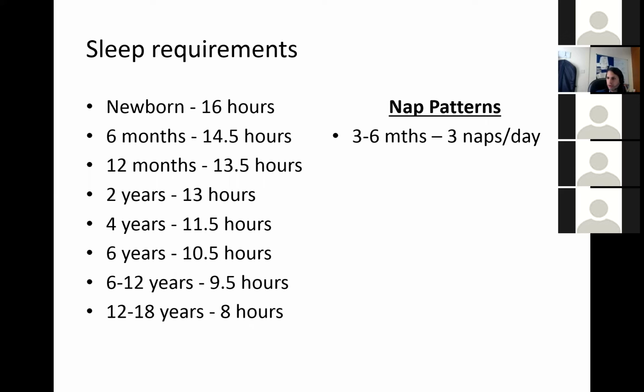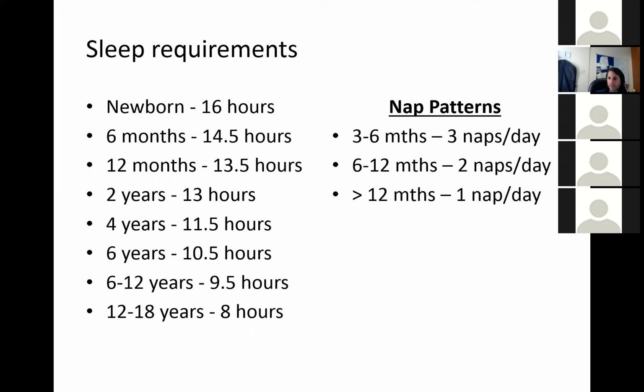Nap patterns, 3 to 6 month olds have 3 naps a day, or should do. 6 to 12 months, 2 naps a day. Greater than 12 months, 1 nap a day. By 3, hopefully no naps. And then you're into your normal adult sleeping routine.